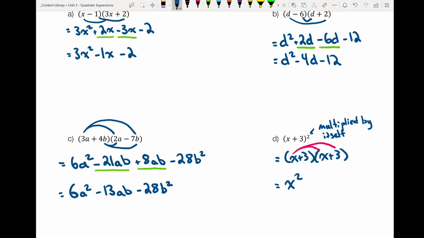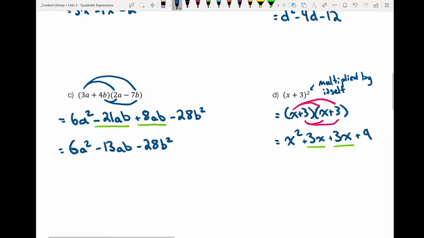X times 3 is positive 3x. 3 times x is 3x as well. And then 3 times 3 is positive 9. We can see that we have like terms, so I can add those together. X squared stays the same, plus 6x, or 3x plus 3x, and then plus 9. So there's my simplified term.